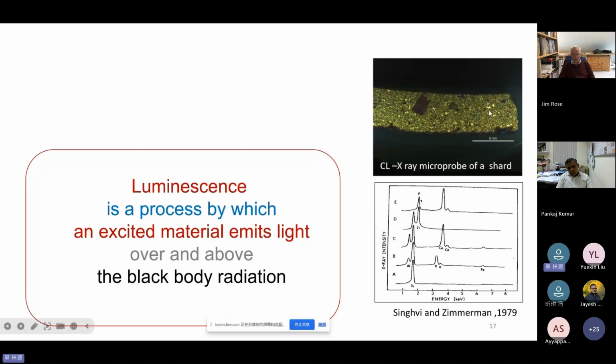If you look at a pottery sample under cathodoluminescence excitation, you will see some bright spots. These bright spots are essentially quartz or feldspar minerals. This is the energy dispersive X-ray analysis of those, and we found it was essentially quartz and feldspar. So most of the signals that we get from sediments are from quartz and feldspar because they are extremely sensitive.